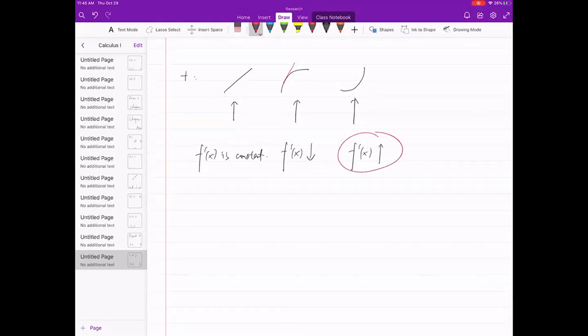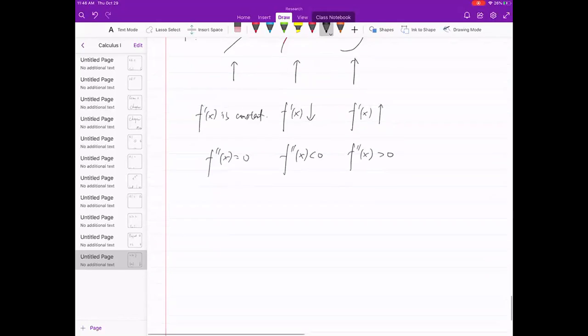That means the derivative of this one is increasing. How do you show something is increasing? That means its derivative is positive, right? How do you show f prime x is increasing? That means the derivative of f prime x is positive. What is the derivative of f prime x? That's the second derivative. So saying that is saying f double prime x is bigger than 0. And f double prime x is 0 means f prime x is constant. Good so far? So we can tell the information if we push it to the second derivative.